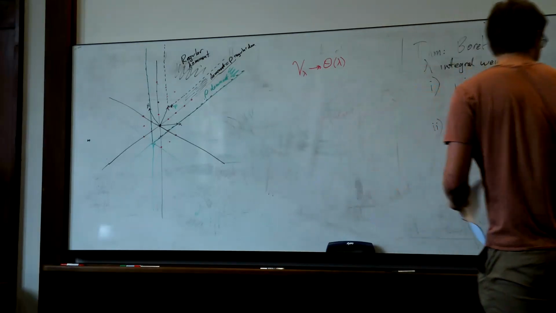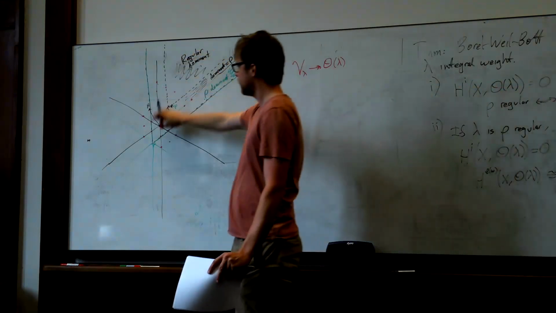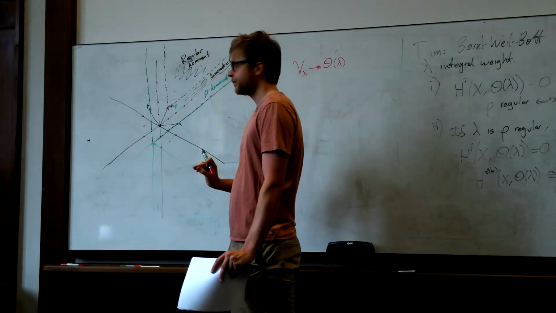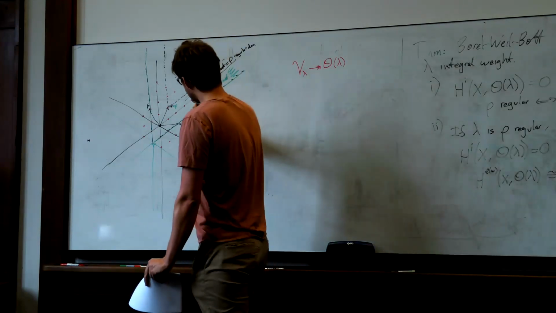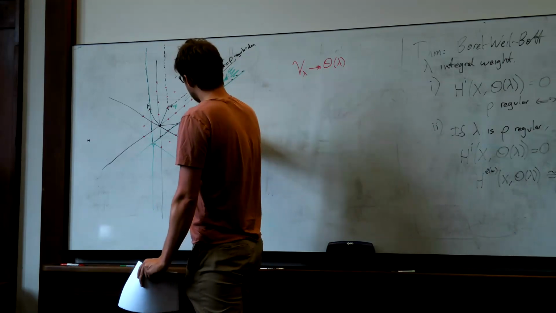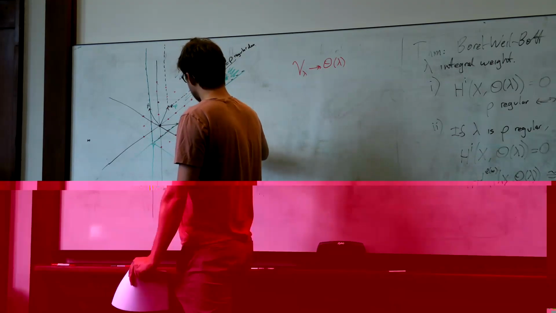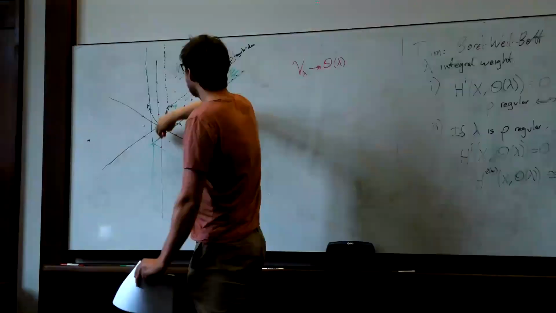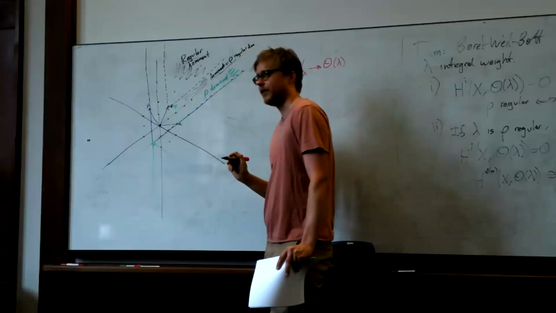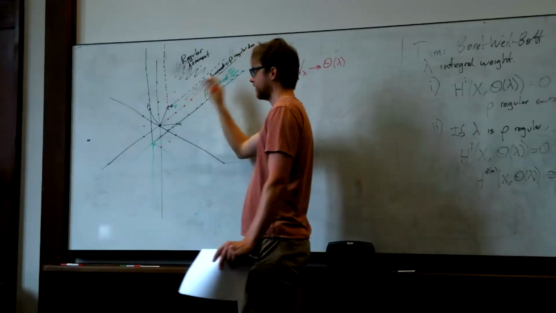So first let's explain why this vanishing holds. We need to show that in this region, cohomology vanishes. The way we're going to do that, let's say we pick something here and we want to show that its cohomology vanishes. Wait, when you say this region, you're pointing at the row dominant region, including the walls. So this isn't just the nef cone.